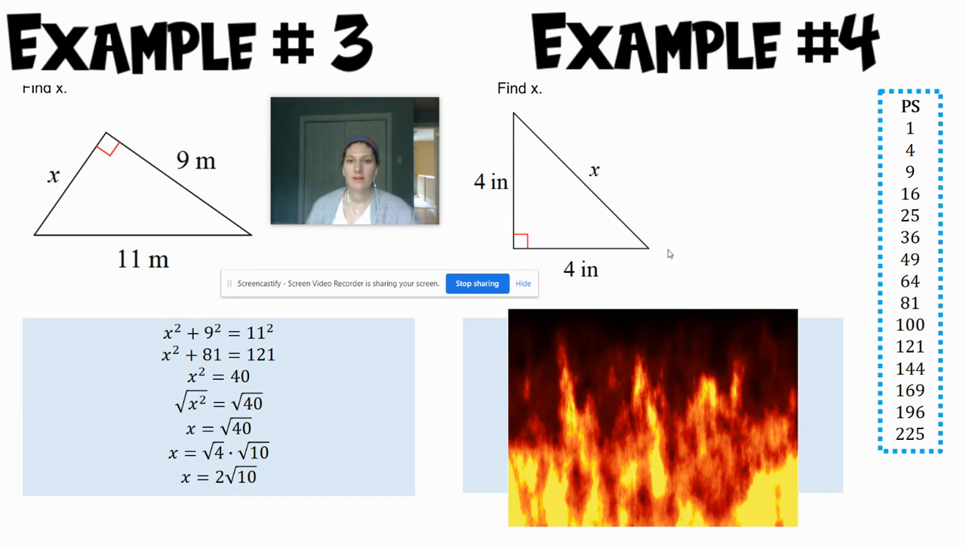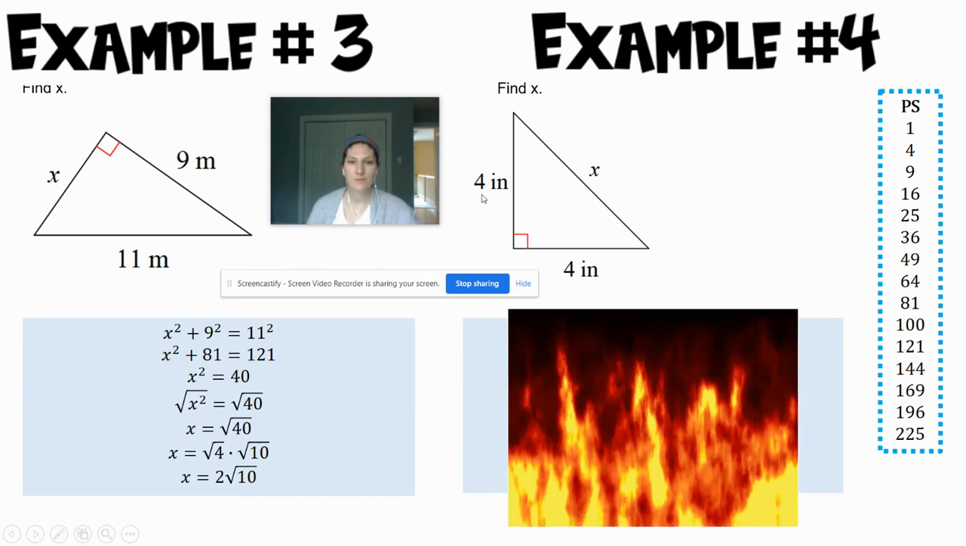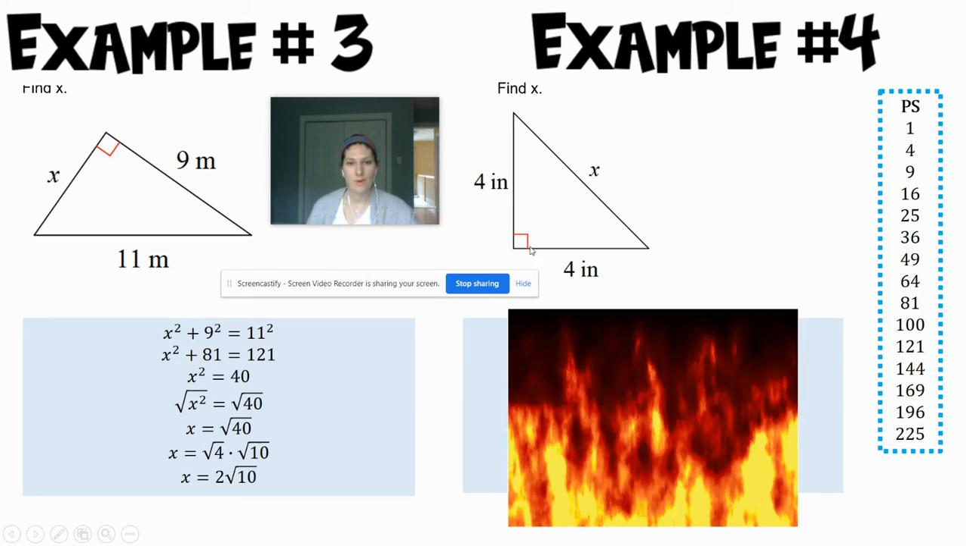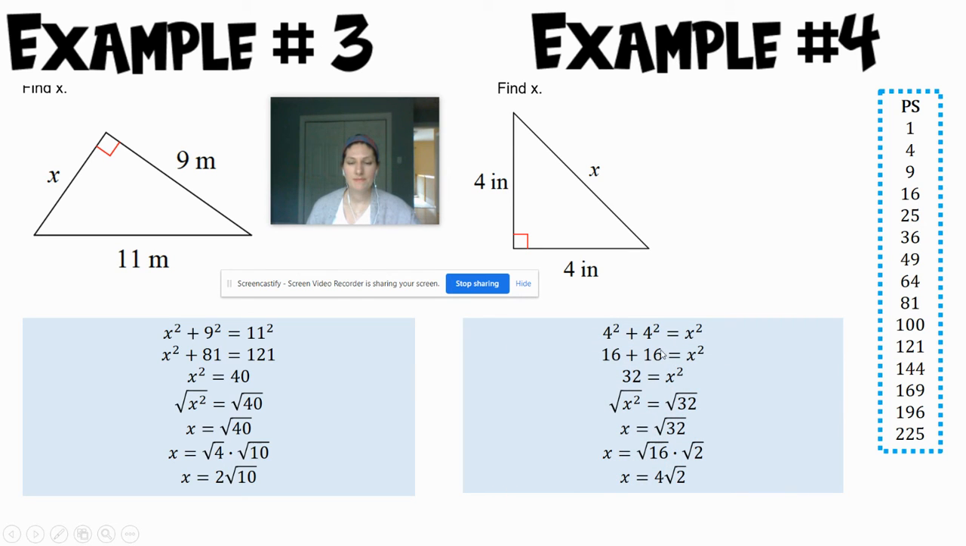Over here, first thing, it's a right triangle. I know that I can use my Pythagorean theorem to find that missing side. This is my hypotenuse right here, x. So when I set up my equation, I'm going to have 4 squared plus 4 squared equals x squared. And I'll simplify these terms. 16 plus 16. I want to get x by itself, so I take the square root of both sides.